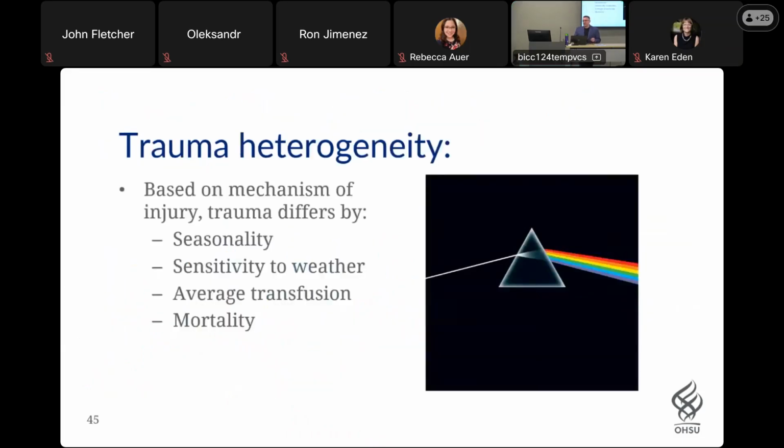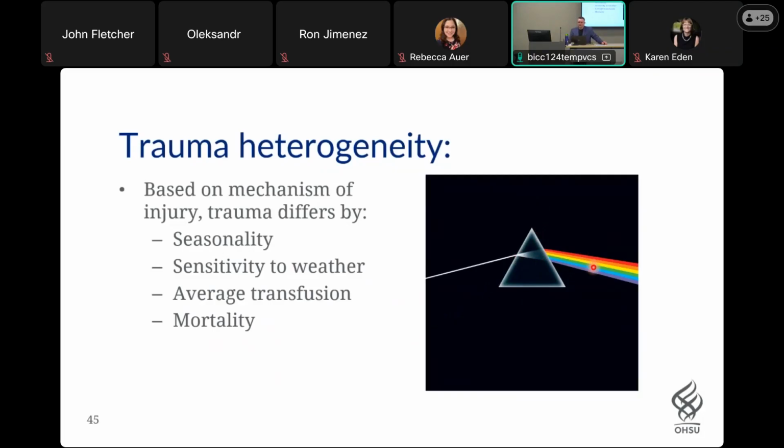However, when I tried to predict actual blood transfusions, I happened to have a problem. And when I explained it to my daughter, she suggested to use this cover of Pink Floyd's Dark Side of the Moon. So when you look at the trauma patients, imagine them as a white beam going into this prism, and then it splits into many other colors.